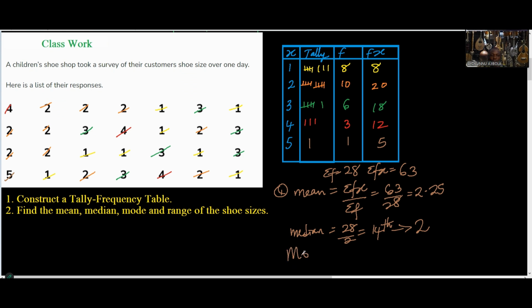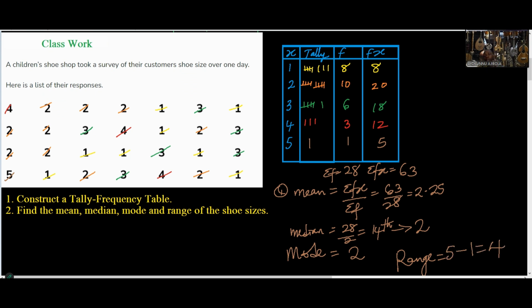Then the mode. To get the mode, we need to get the highest frequency. The highest frequency is what? 20. So what number does 20 represent? 2. So the mode is 2. Now the range: the biggest minus the smallest, which is 5 minus 1, so the range is 4.